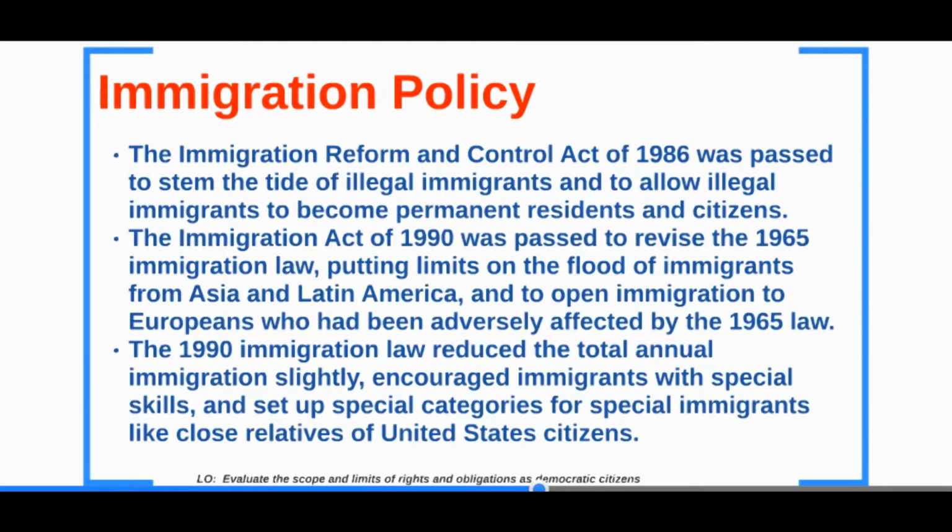The Immigration Act of 1990 was passed to revise the 1965 immigration law, putting limits on the flood of immigrants from Asia and Latin America, and to open immigration to Europeans who had been adversely affected by the 1965 law. The 1990 immigration law reduced the total annual immigration slightly, encouraged immigrants with special skills, and set up special categories for special immigrants, like close relatives of United States citizens.